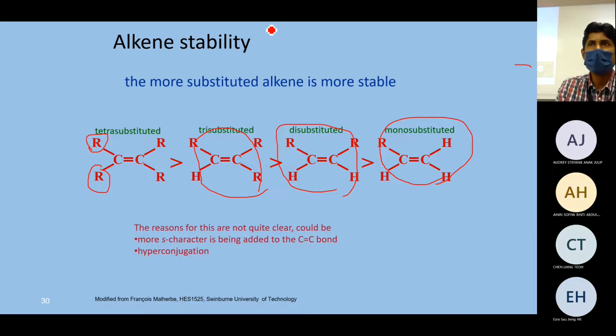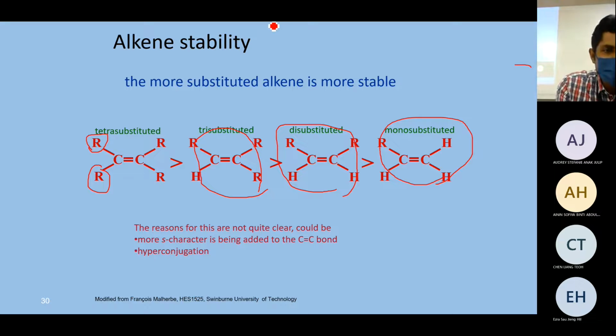One is hyperconjugation. Hyperconjugation is there. Second is that the s character is increasing, because more sp character is there. When more carbon is attaching there, more hydrogen is coming. That means more s is coming, more s orbital character is coming there.